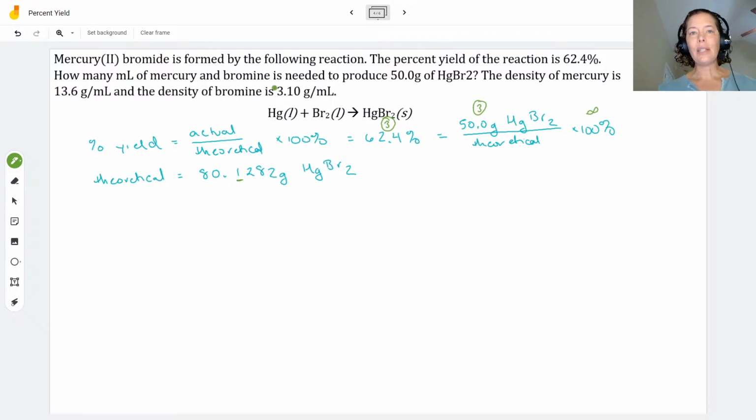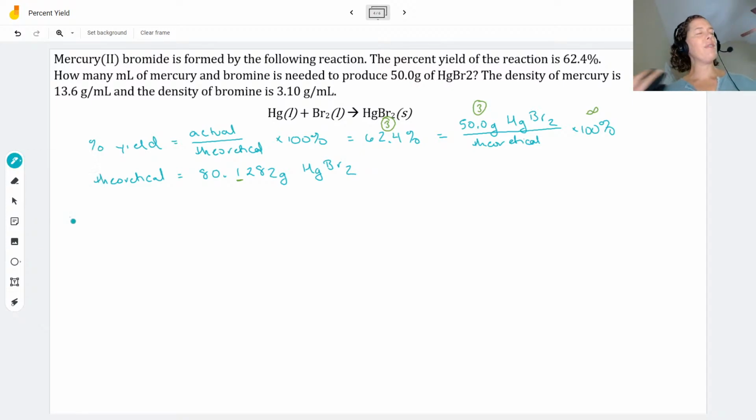Okay, so we know our grams of mercury bromide, and we need to now predict milliliters of mercury and milliliters of bromine. These are going to be 2 separate calculations. However, we can tie this together. I think it might be easier to first convert this grams into moles, because then I can take those moles into both mercury and into bromine. So I think I'm going to do that first.